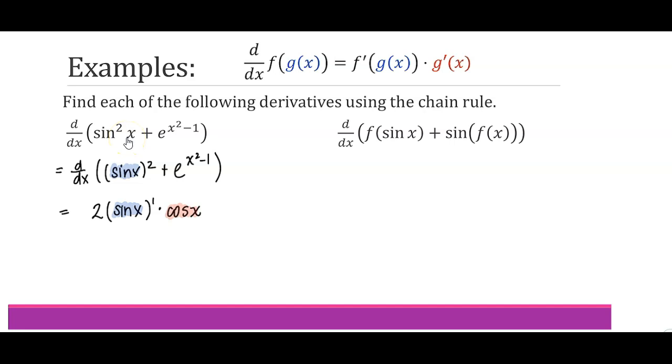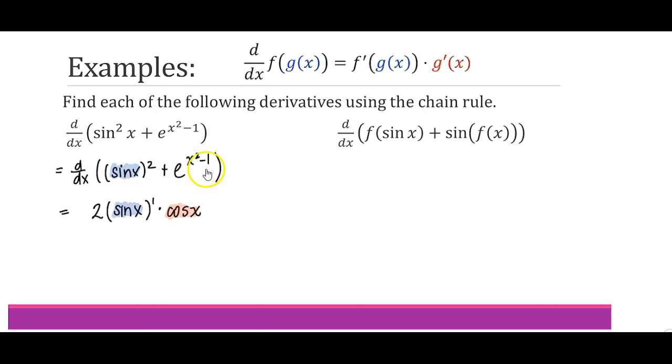My biggest warning here is that the answer is not cosine squared x. That's a very common mistake from students early on, to think the derivative of sine squared x is cosine squared x. It is not. I have to think about it as sine x, quantity squared, and then the chain rule says take the derivative of the outside, bring the 2 to the front, leave the inside the same, and reduce the power by 1, then times the derivative of the inside. So times the derivative of cosine x.